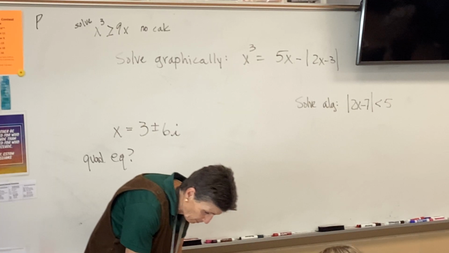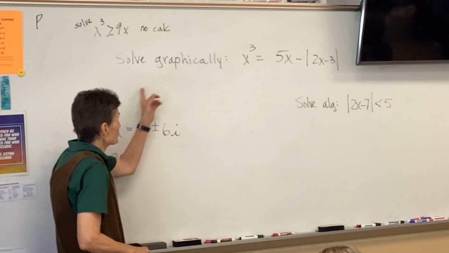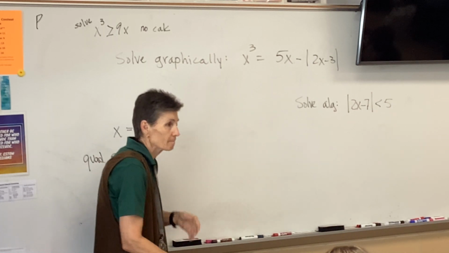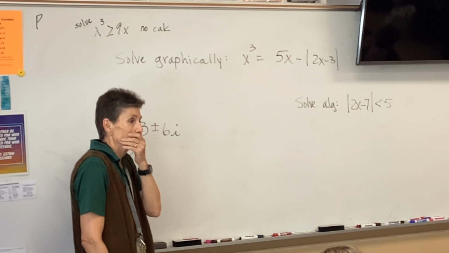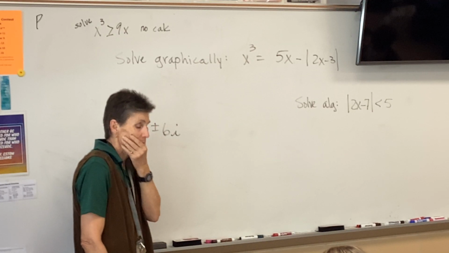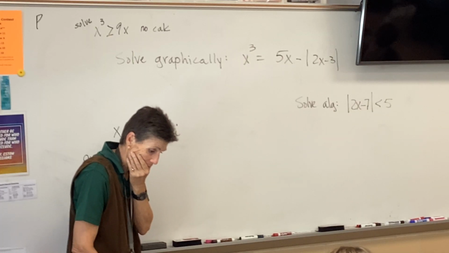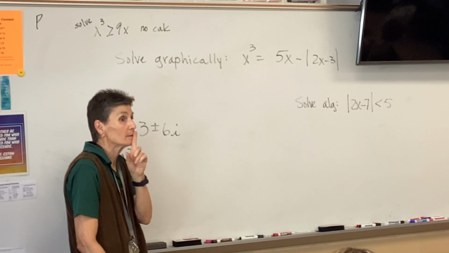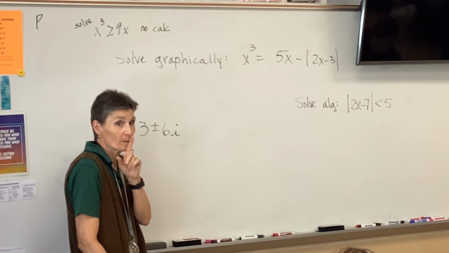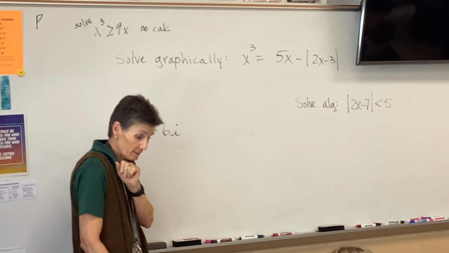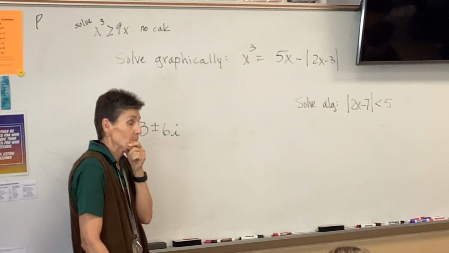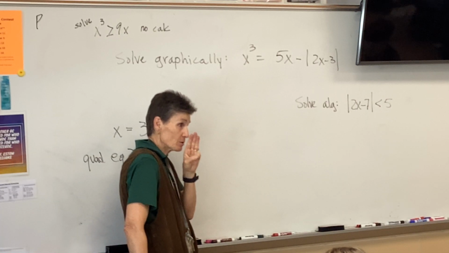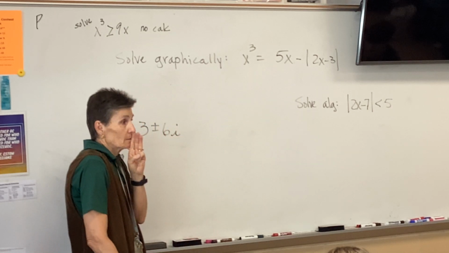All right, what'd you come up with? For this one right here, solve that graphically, what'd you come up with? Charlie? x equals 0.441 and 2.104. I'm good with those, but is there another one? Negative 2.838. So there's three answers, right? Everybody okay with that?